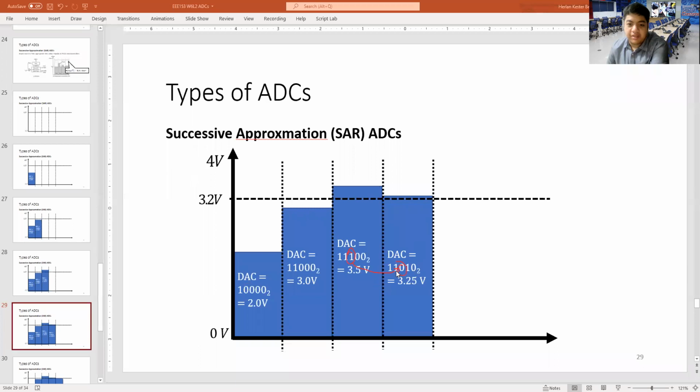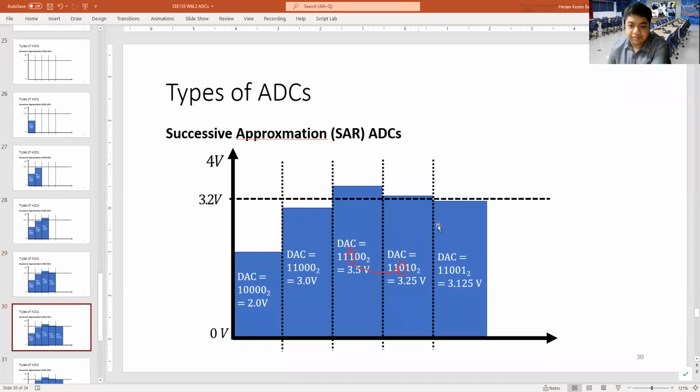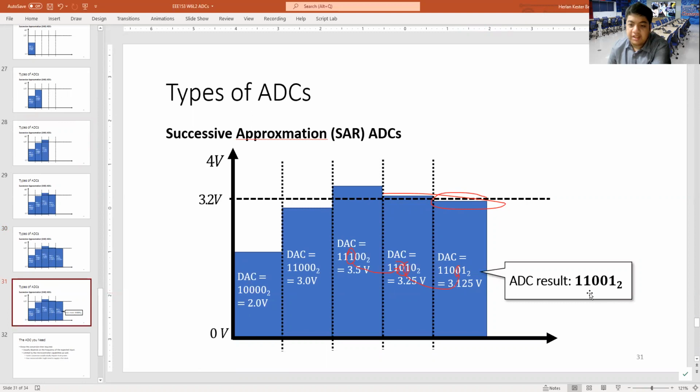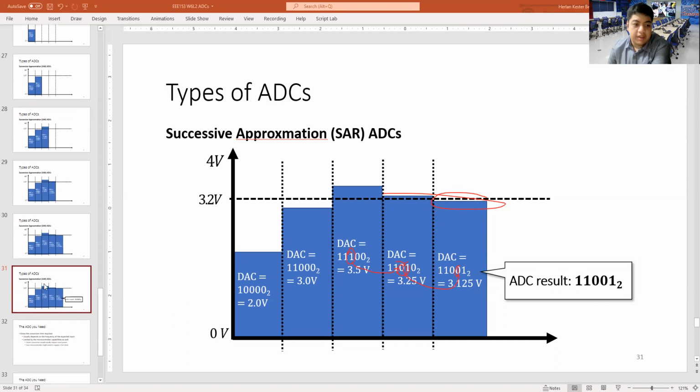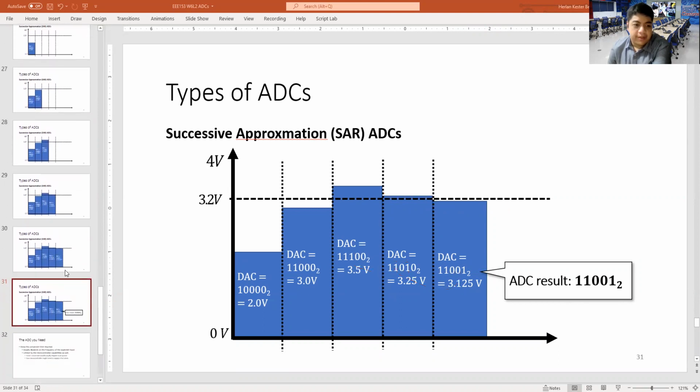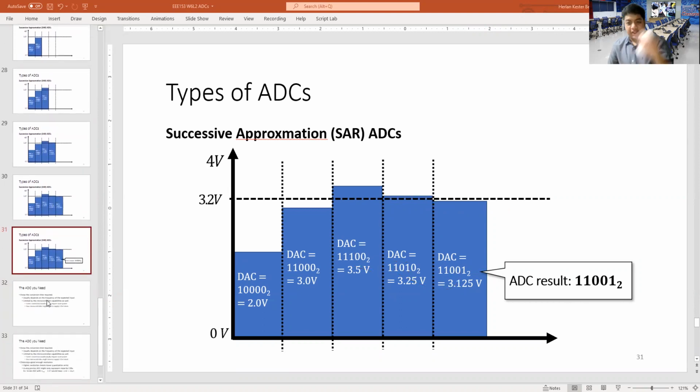So after nun, kino-compare siya sa next stage since mas malaki pa rin yung digital equivalent. Ayan, yung 1 dito may 0 sa next stage. And ito, since yung ating signal is mas mababa, we actually retain yung huling 1 dito. So yung ating ADC result ay 11001. And ayun, so that is yung ating SAR ADC. So yun na yung huling tinalakay natin na types of ADCs.